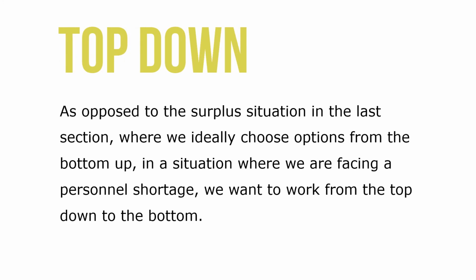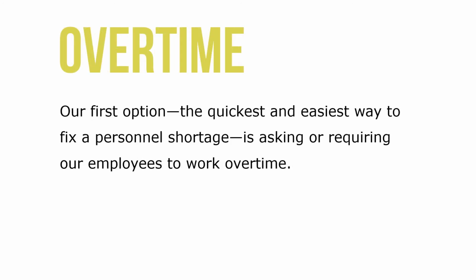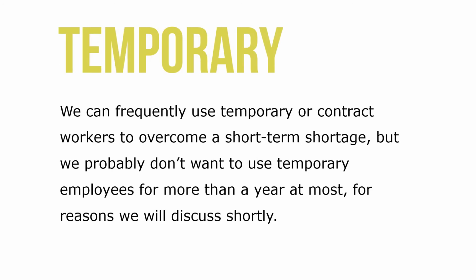As opposed to the surplus situation in the last section, where we ideally choose options from the bottom up, in a situation where we're facing a personnel shortage, we want to work from the top down to the bottom. Our first option, the quickest and easiest way to fix a personnel shortage, is asking or requiring our employees to work overtime. We can frequently use temporary or contract workers to overcome a short-term shortage, but we probably don't want to use temporary employees for more than a year at most for reasons that we'll discuss shortly.